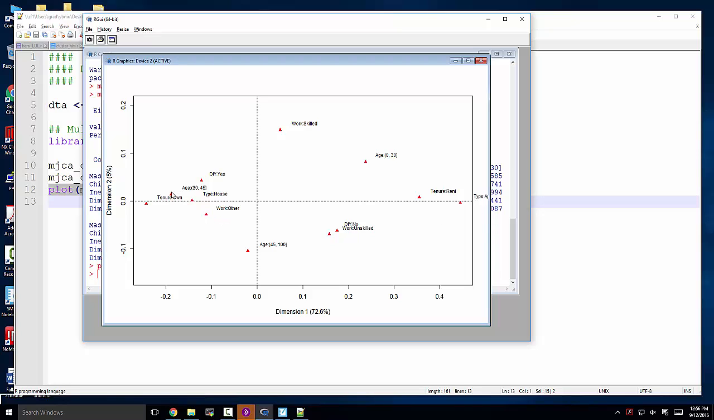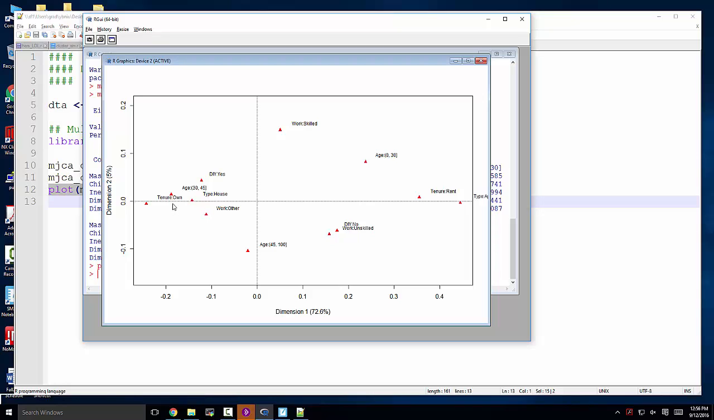When you see levels of your categorical variables that are grouped close together, horizontally right now. Let's just focus on horizontally. Don't worry about where they are vertically. Horizontally, these points are grouped together. These points are kind of grouped together also. And the ones on the left are distinguished from the ones on the right. So the fact that these are all close together means that those levels of the categorical variables tend to occur together.